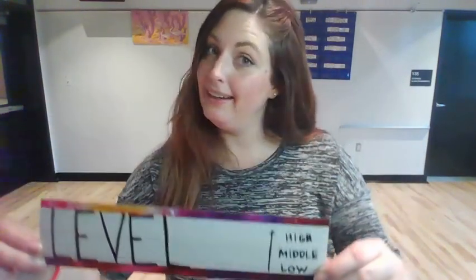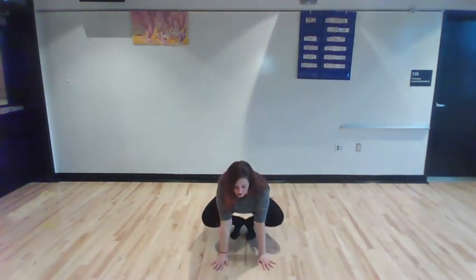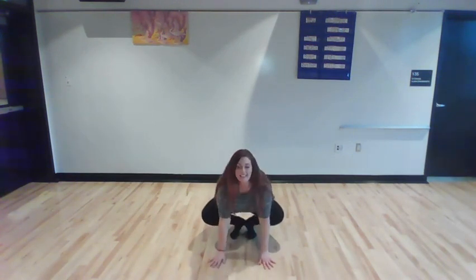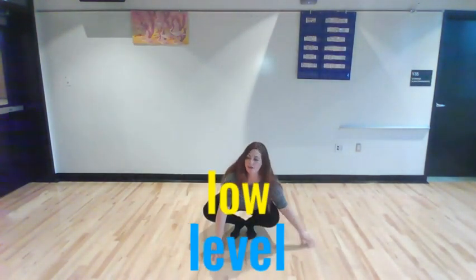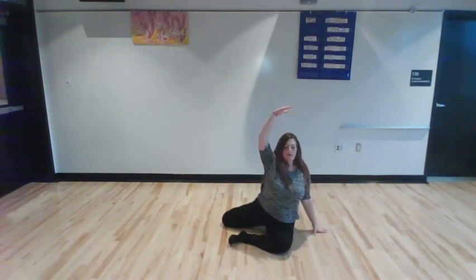Level. We have high, middle, and low level. So when we last talked about size, we were talking about how wide we are stretching our body. Now when we're talking about level, we're talking about how high from the ground our body is in space. So if our hands are on the ground, or our head is on or near the ground, this is low level. If I'm sitting on the ground, I'm in low level.